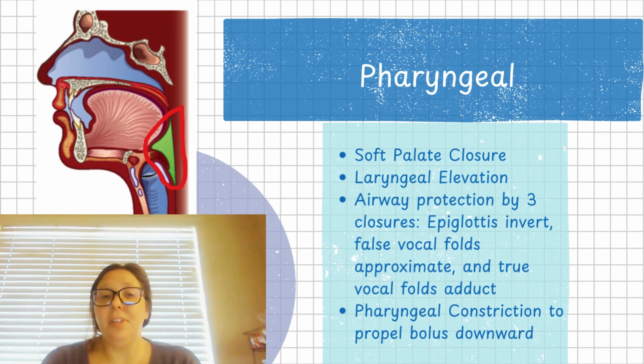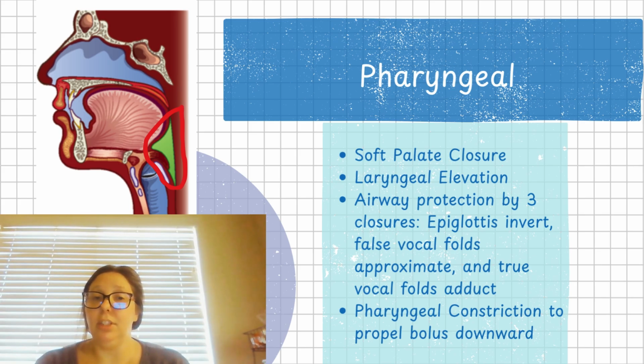Airway protection via 3 levels of closure. So we have the epiglottis that inverts, guided by the aryepiglottic and the thyroepiglottic muscles, those by the vagus nerve. The false vocal folds will approximate, and then the true vocal folds adduct via the lateral cricoarytenoid and the transverse and oblique arytenoids. And those are all innervated by the recurrent laryngeal branch of the vagus nerve.